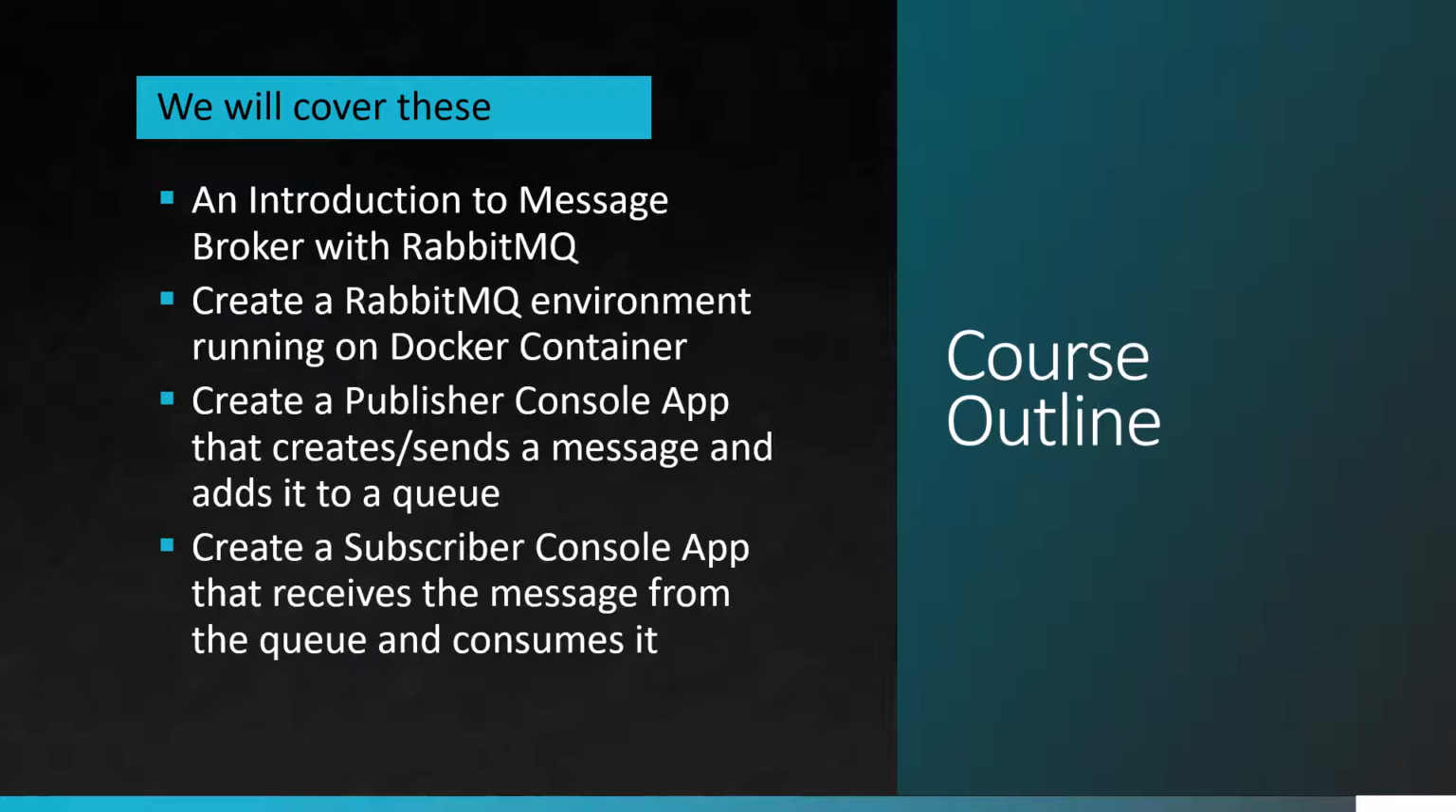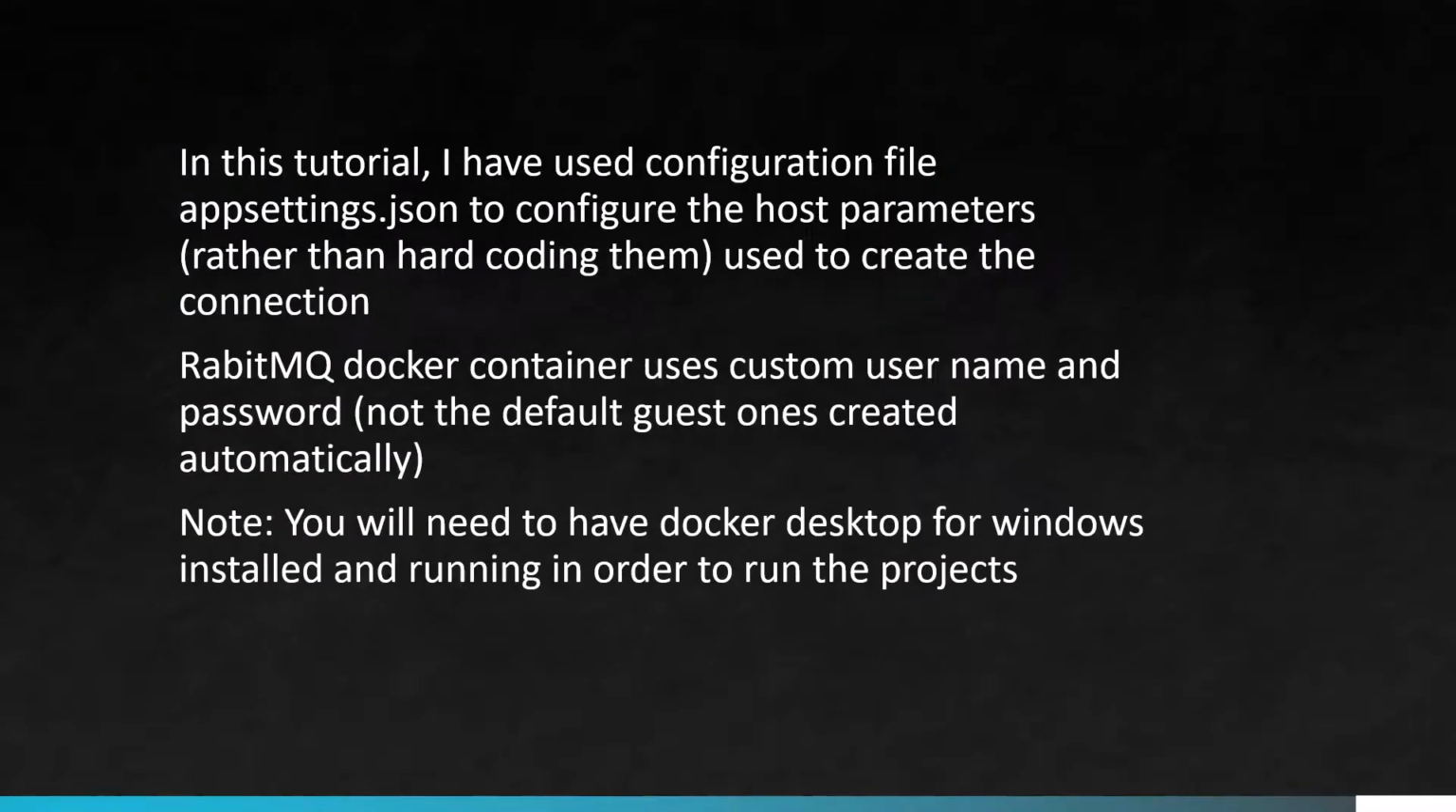And today we are going to introduce the message broker RabbitMQ and create a RabbitMQ environment running on a Docker container, and create a publisher console app that creates and sends a message and adds it to a queue, and create a subscriber console app that receives the message from the queue and consumes it. So let's switch over to the next slide.